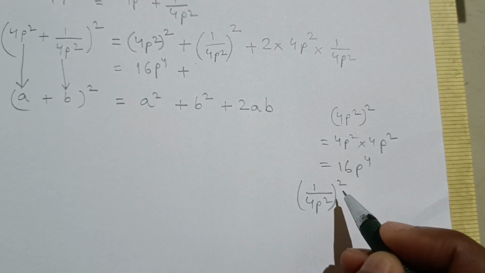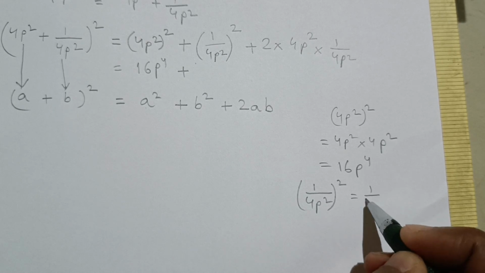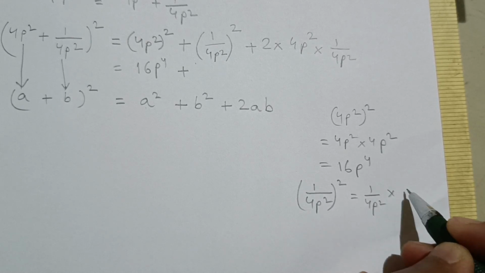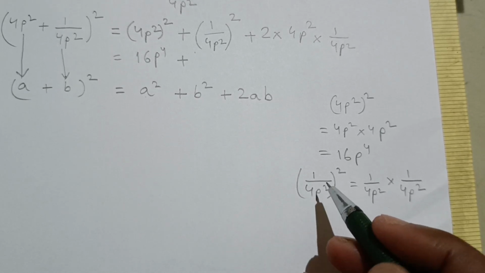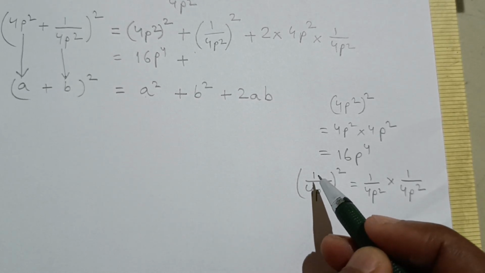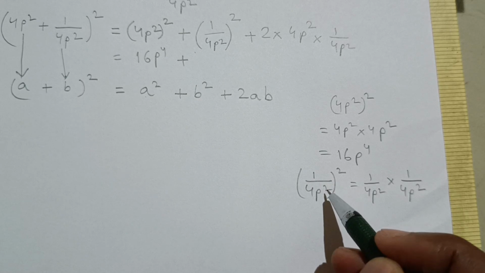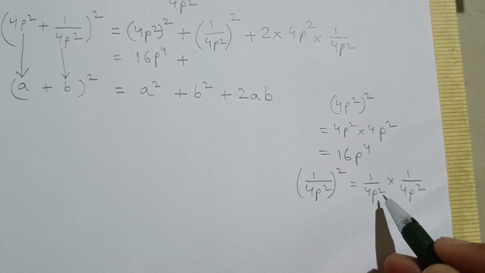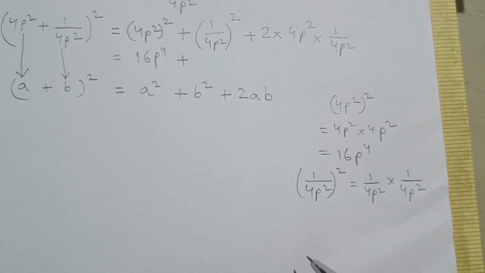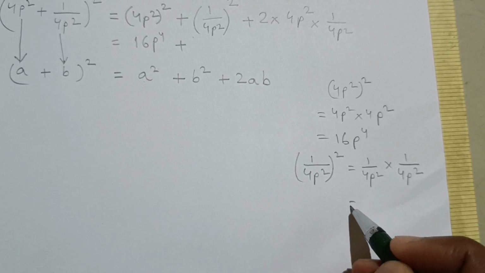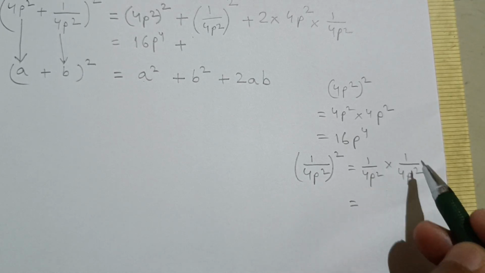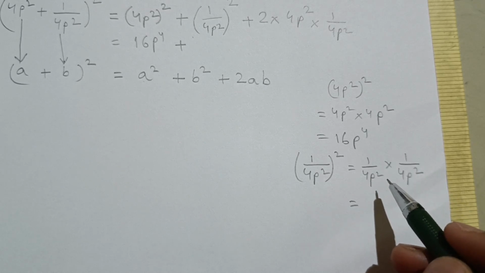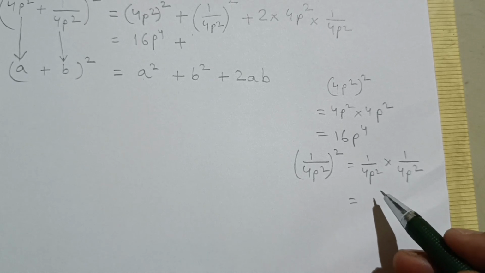(1/4p²)² means 1/4p² multiplied by 1/4p². It means 1/4p² multiplied by itself 2 times. So 1/4p² multiplied by 1/4p². Now this is multiplication of fractions. Multiply the numerators to each other to get the numerator answer. Multiply the denominators to each other to get the denominator answer.